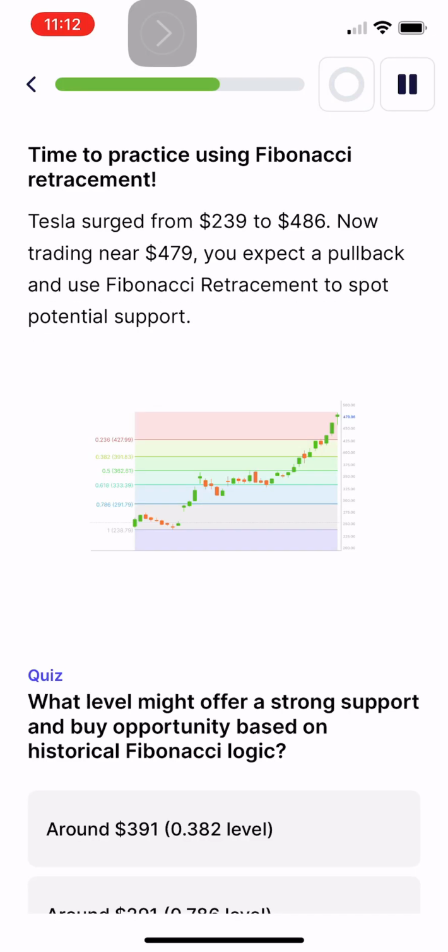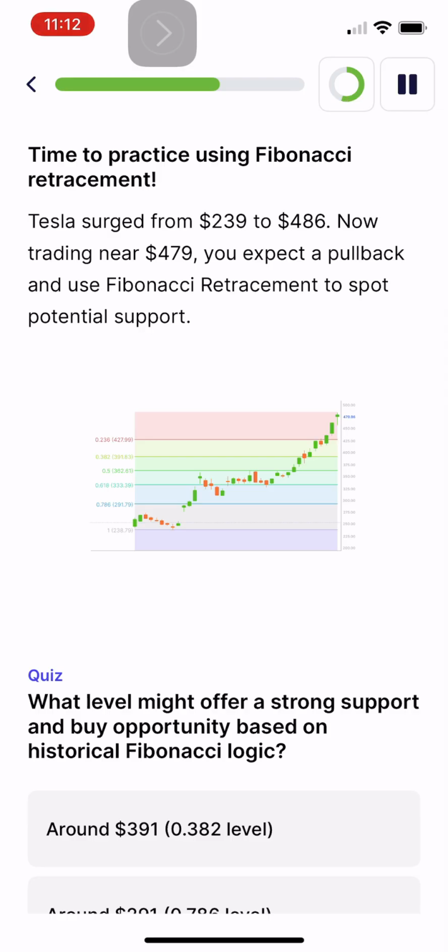Time to practice using Fibonacci retracement. Tesla surged from $239 to $486. Now trading near $479, you expect a pullback and use Fibonacci retracement to spot potential support. What level might offer a strong support and buy opportunity based on historical Fibonacci logic?